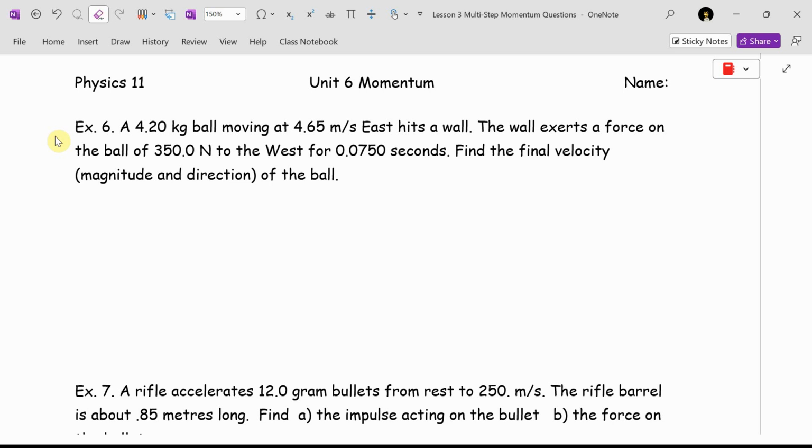A ball moving at 4.65 meters per second east hits a wall. The wall exerts a force on the ball of 350 newtons to the west for 0.075 seconds. Find the final velocity, magnitude, and direction of the ball. Can anybody see why they or guess why they think I like this question? And I'll give you a hint. It's 2 words that start with a capital letter.